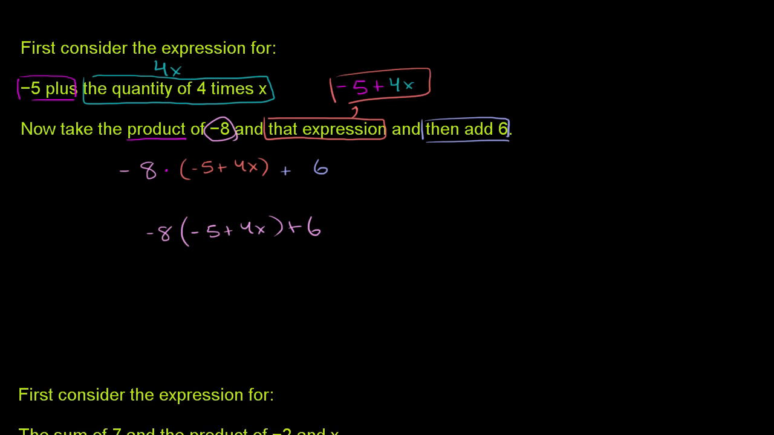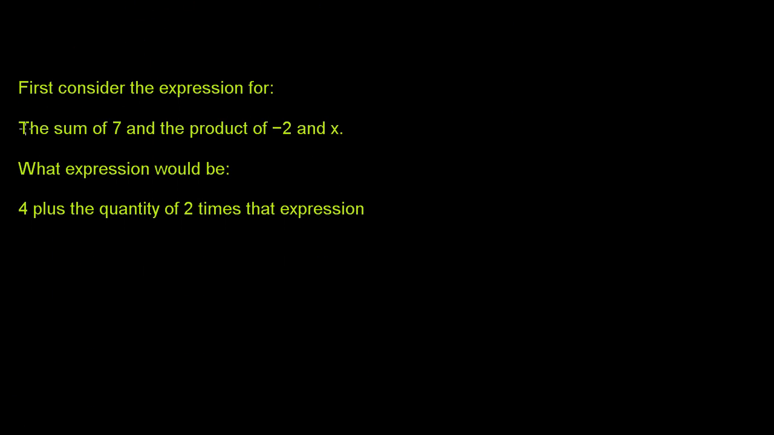Let's do one more. First, consider the expression, the sum of 7 and, so that's going to be 7 plus something, and the product of -2 and x. The product of -2 and x is -2x. So it's 7 plus -2x. We could write that as 7 minus 2x. So this is equal to 7 minus 2x. These are the same expression.